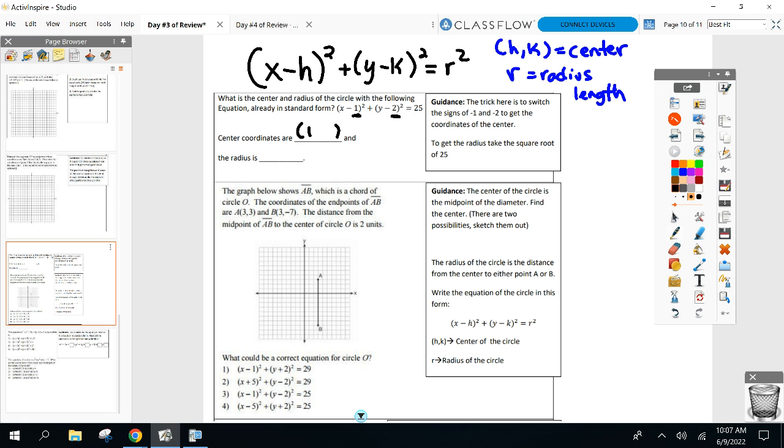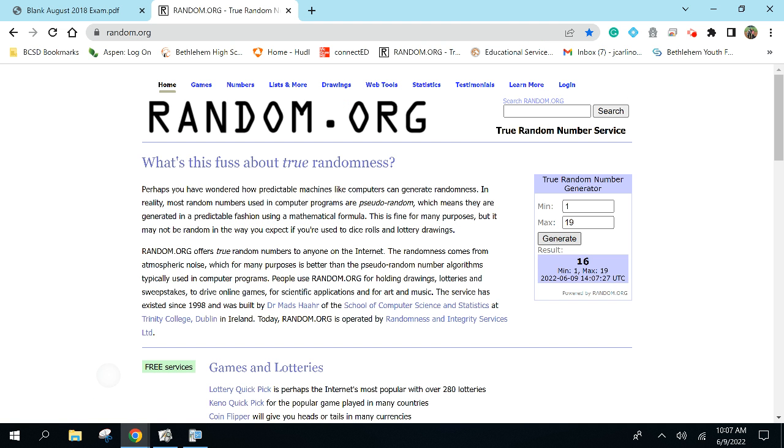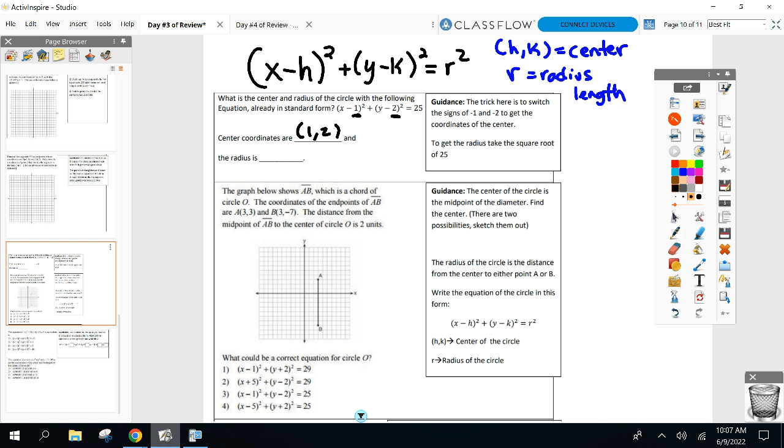1 and 2. To make life easy on you, you just change the sign. Okay, just change the sign. 25 is not the radius length, though. It's the radius length squared. So what must have been my radius? 5. There you go. You got to take the square root of it. So very basic.